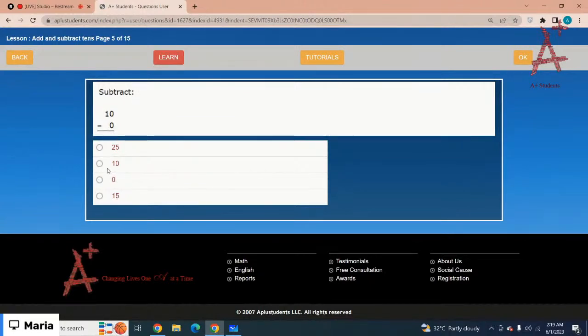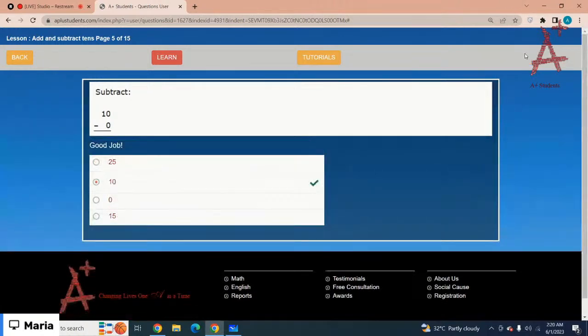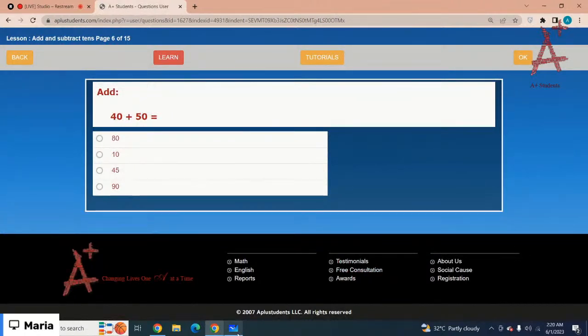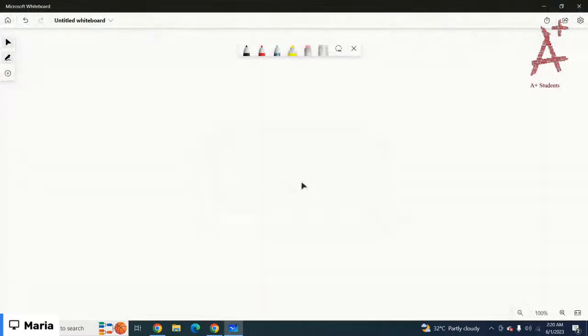Okay, the next one is subtract 10 take away 0. So 10 take away 0 equals 10, because subtracting 0 from any number equals the same number. So the correct option is 10. Okay, the next one is 40 plus 50. So which is the correct option?